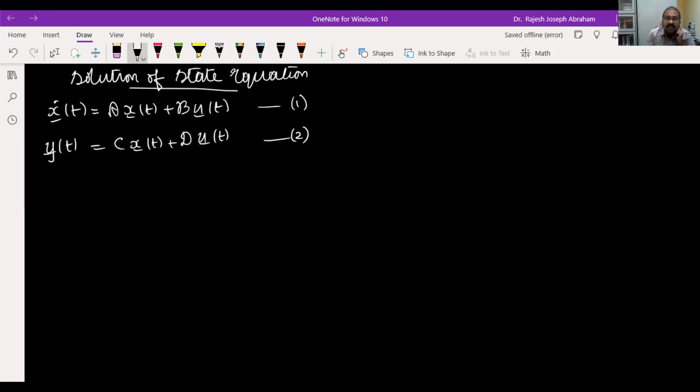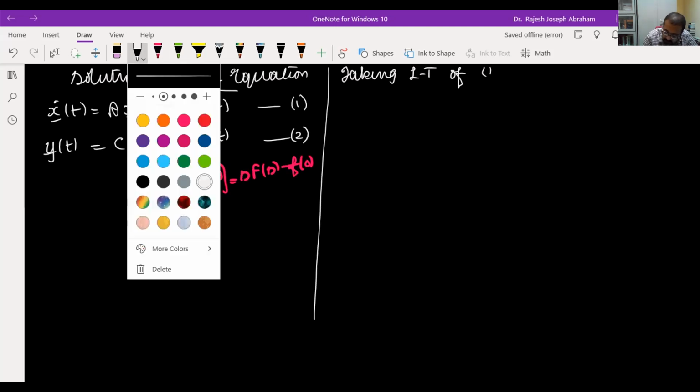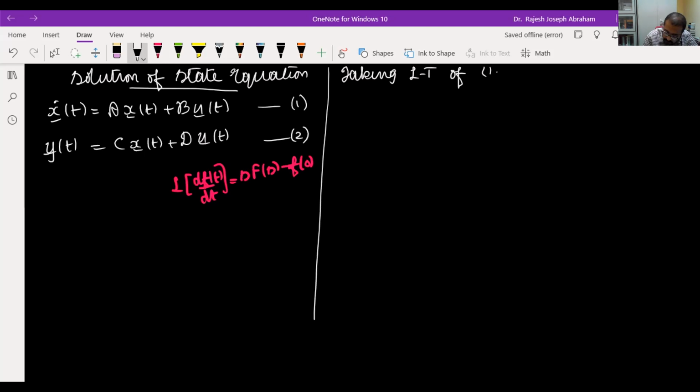So I will take the Laplace transform of equation 1. What will you get? L of df by dt is s into f of s minus f of 0. What is f of 0? f of 0 is the initial condition. So if you take the Laplace transform of equation 1, what would you get?